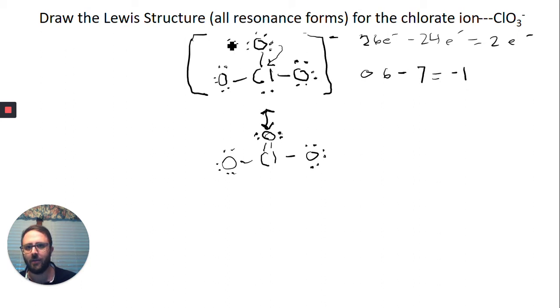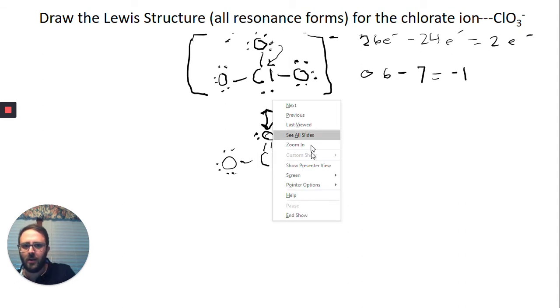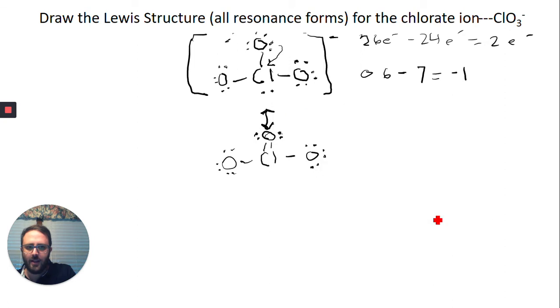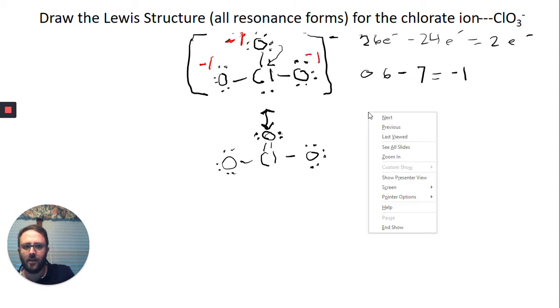Okay, so you have a formal charge. Here, let me change my pointer color. This will make it a little easier to see. All right, so we'd have a formal charge of -1. All of these are equivalent. Okay, -1, -1, -1. Switch back.